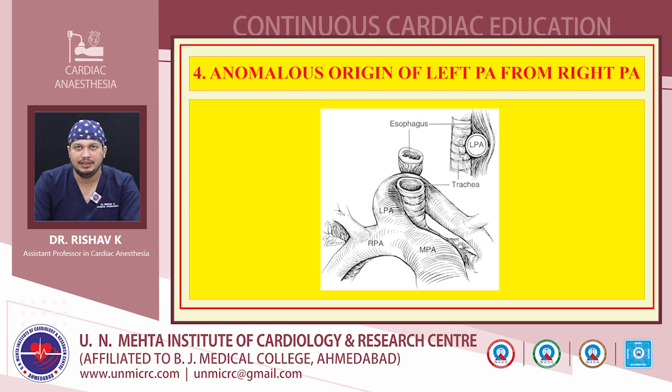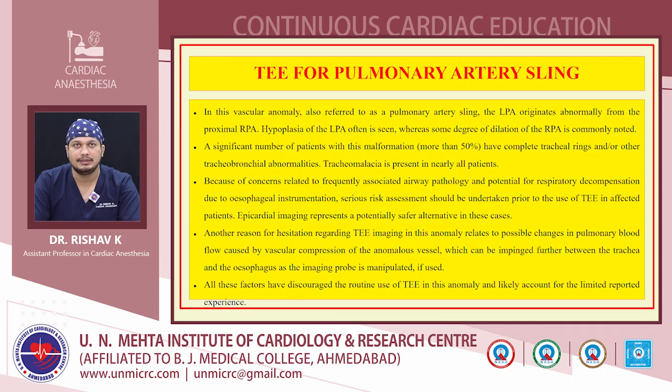Now coming to the next part, that is, anomalous origin of the left pulmonary artery from the right pulmonary artery. In this lesion, as we can see, there is the presence of the trachea and the esophagus, and it is also known as a pulmonary artery sling. Here the trachea is positioned in such a way that it encroaches upon the LPA and causes compression of the left pulmonary artery. So this lesion affects both the left pulmonary artery as well as the trachea, and tracheomalacia or tracheal stenosis is a frequently observed coexisting malformation in these cases.